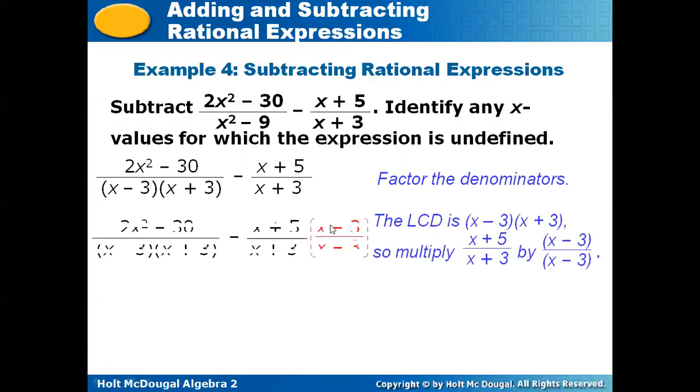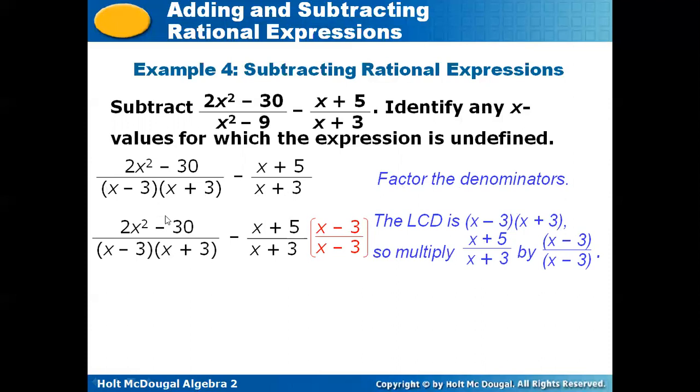Therefore, find now the LCD. We have common factors here, x plus 3 and x plus 3, so copy the common factor with the highest exponent. That is x plus 3. Then multiply the other factor, that is x minus 3. Therefore, the LCD here is x minus 3 times x plus 3.